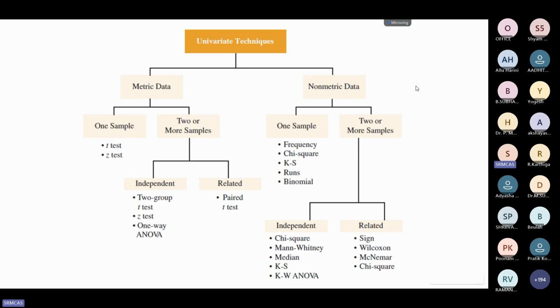You know the difference between univariate techniques, bivariate techniques and multivariate techniques. Univariate techniques are related to single variables, just studying the characteristics of a single variable, whether numerical or non-numerical data. If you study only a single variable, it is called a univariate technique. For example, the t-test, z-test, and different measures of central tendency and variability all come under this category.